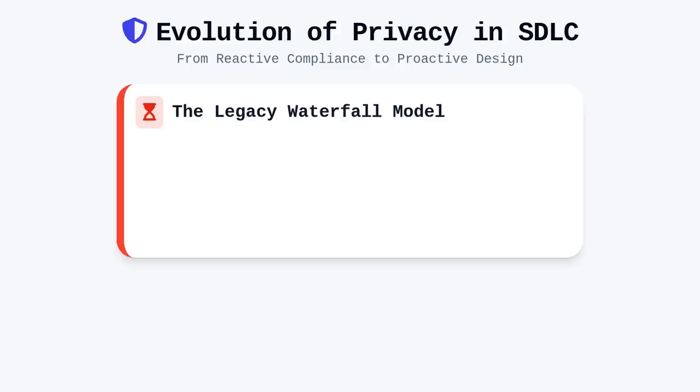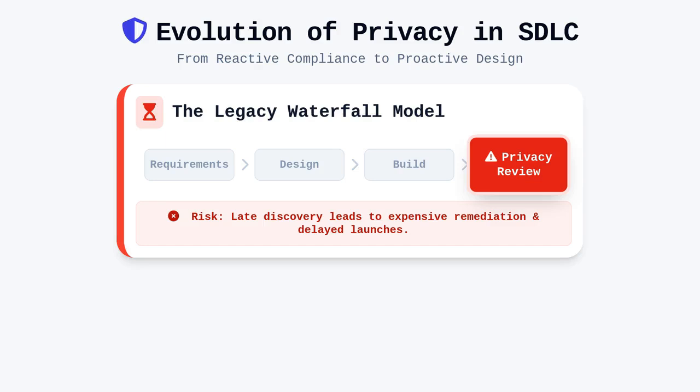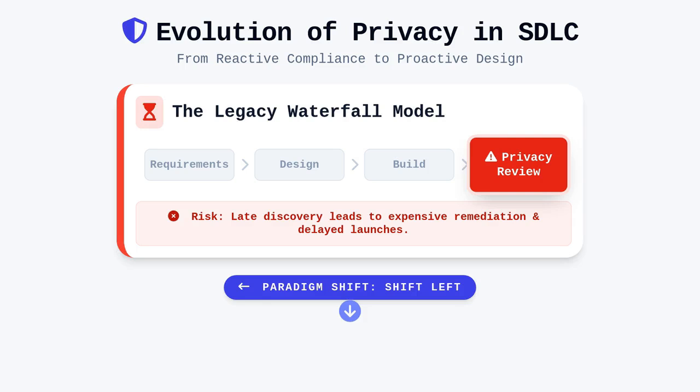Historically, the waterfall methodology served as the standard for software development, characterized by rigid, sequential phases that often relegated security and privacy reviews to the final stages of the process. In such a model, a privacy incident discovered during the testing or deployment phase often proved prohibitively expensive to remediate, leading to shortcuts or delayed launches.